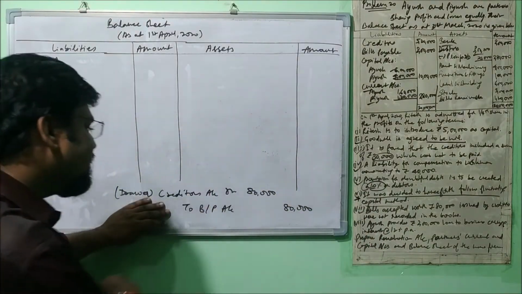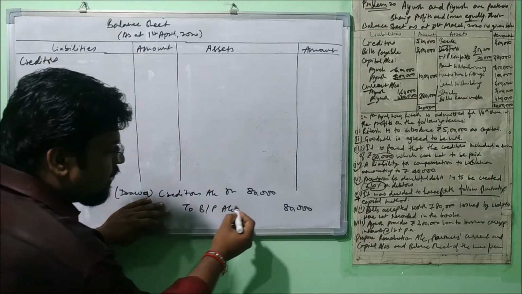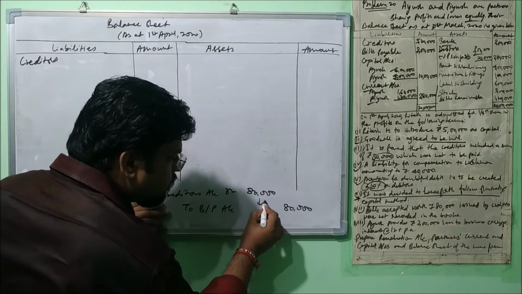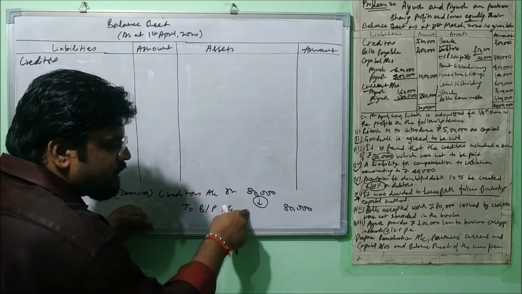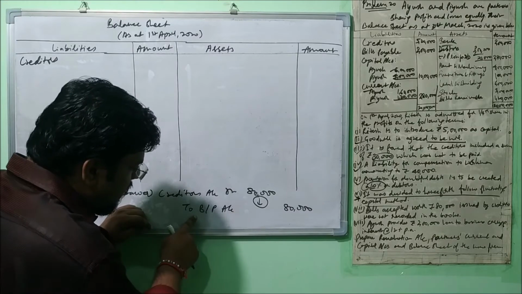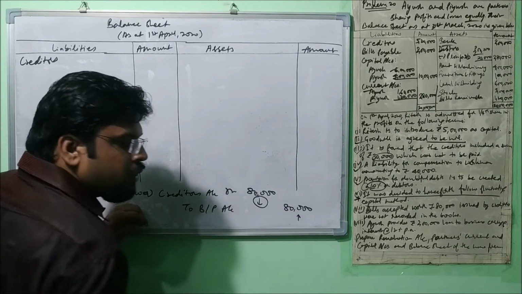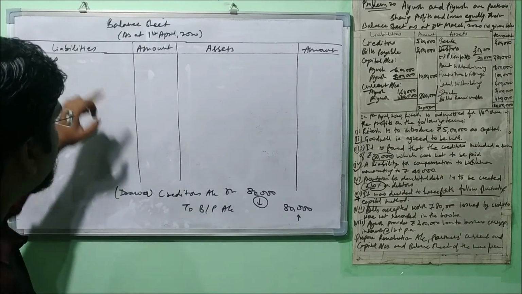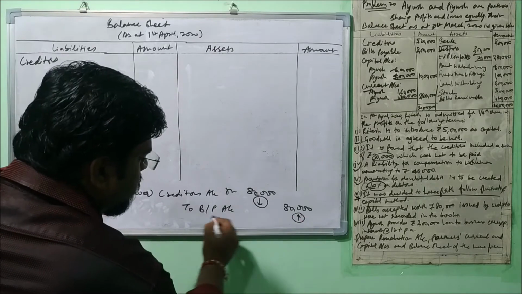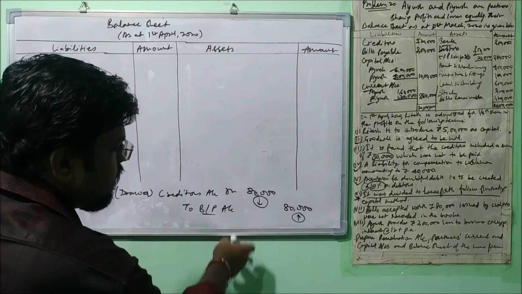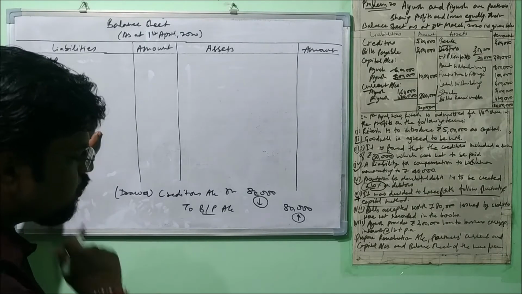So if we record this entry right now, then what's going to happen? Creditors are going to decrease, because whenever any liability is debited, it means it is decreasing, right? And another liability is being created, that is bills payable, right? So if we see the total liability side, it will be increased by 80,000 in form of bills payable, and it will be decreased by 80,000 in form of creditors, right? How the treatment will be done, I'll show you.